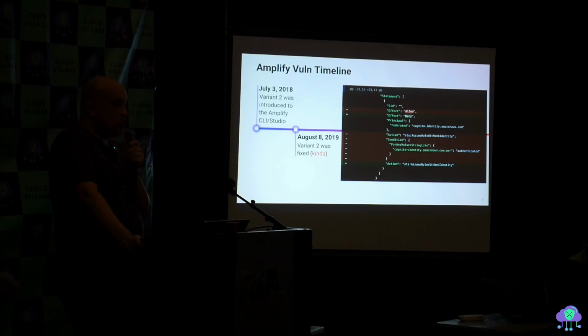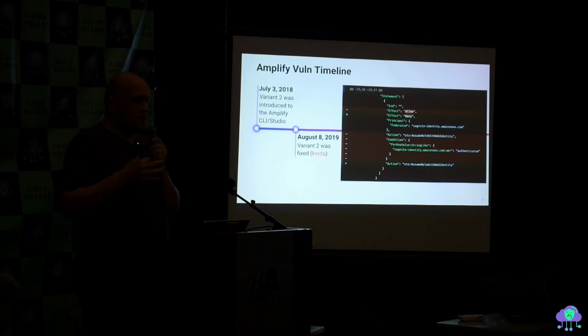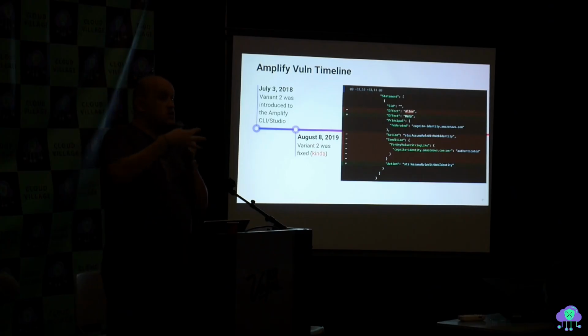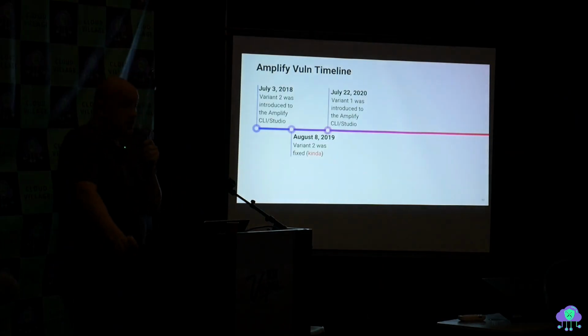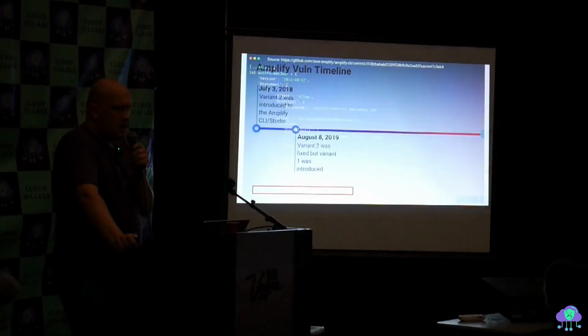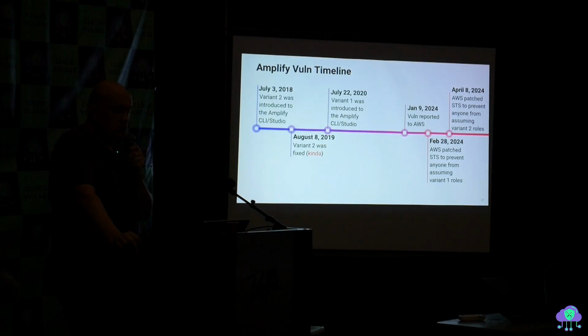A little over a year later, on August 8th, 2019, they sort of fixed the issue, seemingly unintentionally. Essentially what occurred here was they seemingly unintentionally made a fix so that no future roles would be misconfigured. However, any that had already been created were still vulnerable, and we could still assume them like we did in 2024. In July of 2020, the variant 1 vulnerable trust policy was introduced to the Amplify CLI and Studio. We disclosed this in January, and by February and April, AWS introduced comprehensive fixes to both of these variants. In particular, they went a little bit above and beyond what they did with GitHub.